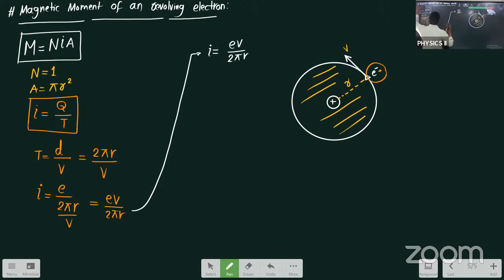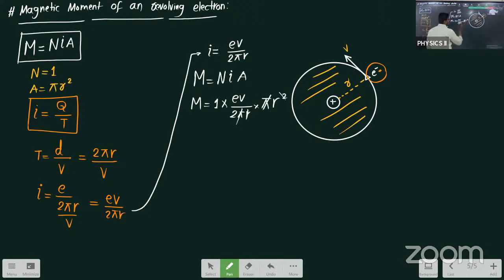So the magnetic dipole moment of the revolving electron is given as M = N I A. The value of N is 1, the value of I we got is e v divided by 2 pi r, and the area of this circular loop is pi r squared. This pi and this pi will get cancelled, and one r cancels with the r squared. Finally, we are left with M = e v r divided by 2.